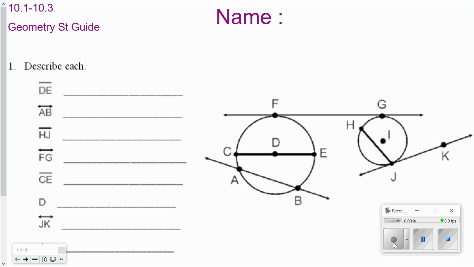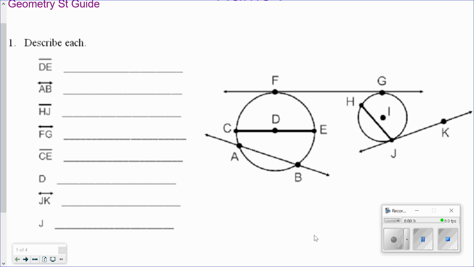If you are a remote learner, please remember that you are expected to take your quiz during your scheduled geometry period. So question 1 is all about definitions. Let's describe each of these terms.